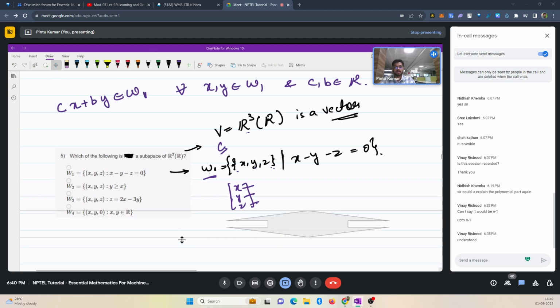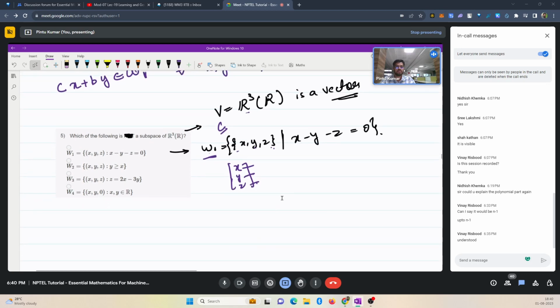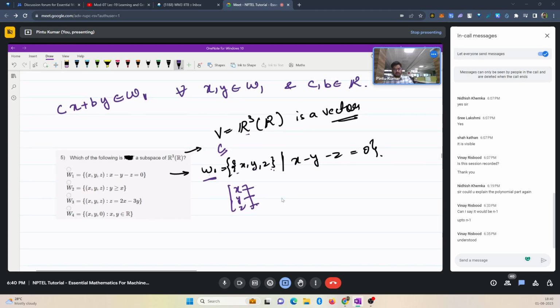So how will we check whether this belongs to W1 or not? On the right hand side we have some property related to W1. Any element of W1 should satisfy this particular condition that x minus y minus z is equal to 0. So we will check whether any element of the form Cx plus By satisfies this property or not, if my x and y are elements of W1 already.